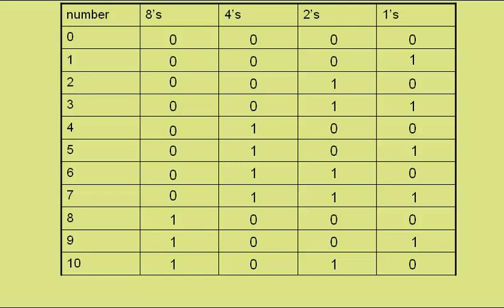Any extra column we add gives us twice the selection of numbers. We can have all the original numbers with 0 in front of them, and all the original numbers with 1 in front of them. That's why computer memories tend to go up as 32, 64, 128, 256, and so on.